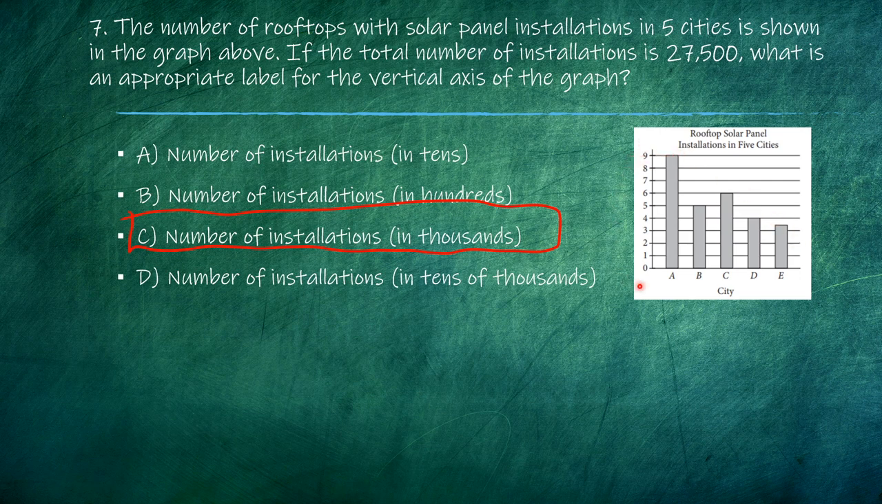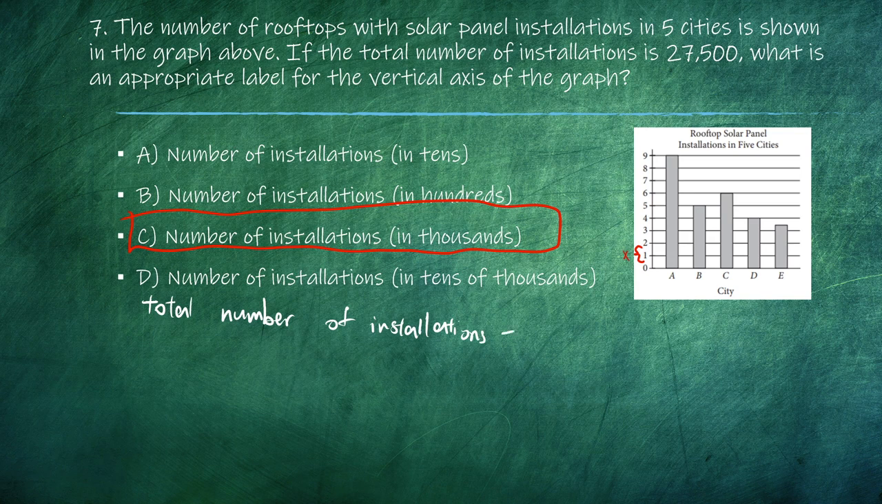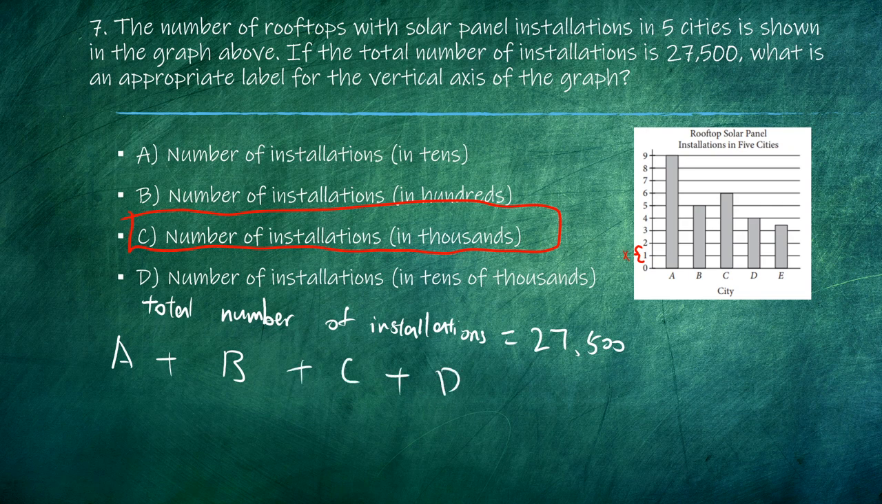One thing we notice is that the unit here is missing, right? Because we know that this is the number of installations, but how much does each of these units here represent? So let's call that x. So let's say each of these spaces here is x. The problem is telling us that the total number of installations in these 5 cities is equal to this number. So let's set our equation. So the total number is equal to 27,500. The total number of installations is the sum of the installations in city A plus city B plus city C plus city D plus city E.